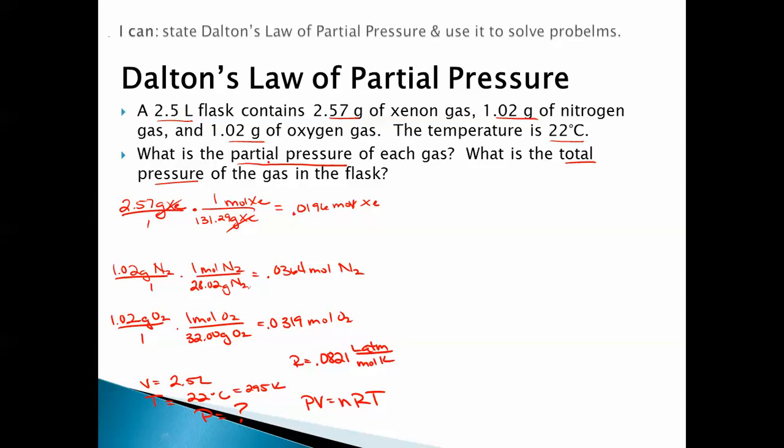So the first thing I'm going to do is try to find the partial pressure that each gas exerts. So in order to do this, I'll be using the volume and the temperature that the gases are at, and the number of moles for each individual gas will be plugged into this equation one at a time. So starting with xenon, we are looking for our pressure at a volume of 2.5 liters, and we have 0.0196 moles. Using our R value, and our temperature of 295.